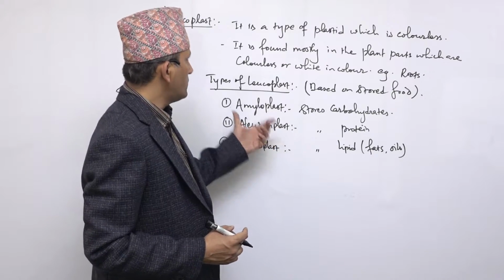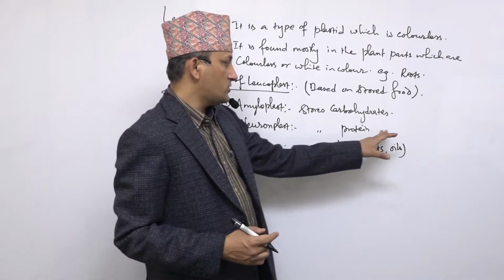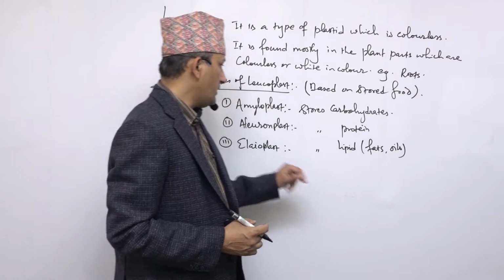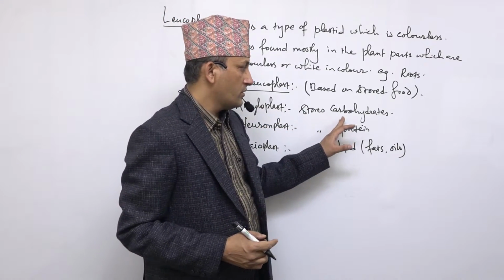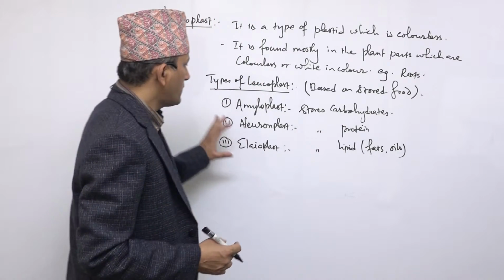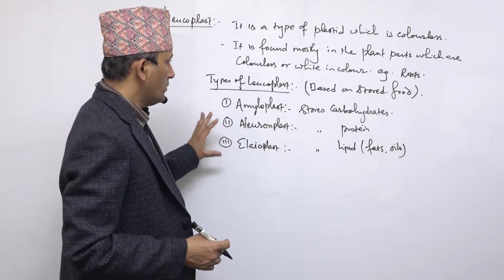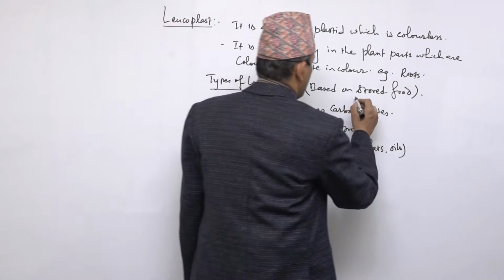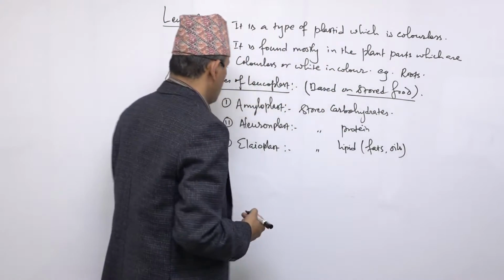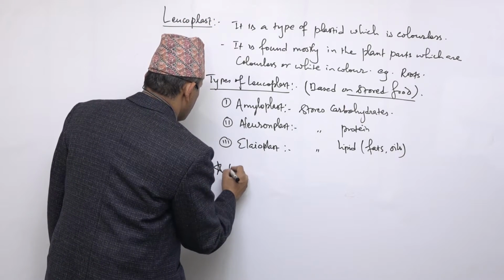An aleuroplast is also a type of leucoplast where food is stored in the form of protein. Likewise, an amyloplast stores food in the form of carbohydrate. In this way, there are three types of leucoplast. So, what is the function of leucoplast? It's shown here. It helps in the storage of food.